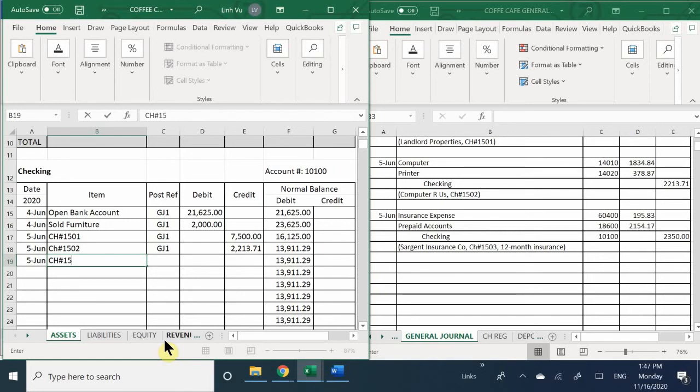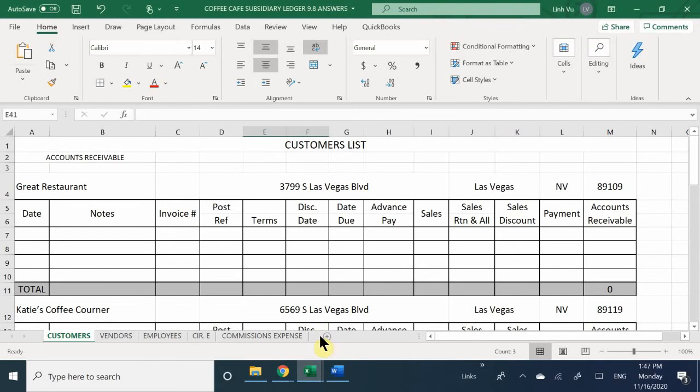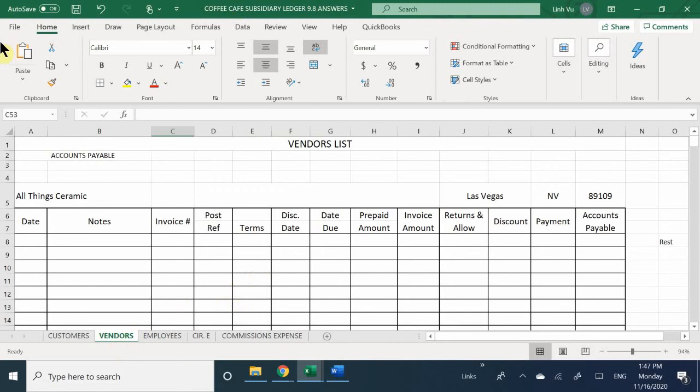Okay, check number 1503, General Journal number 1. And we place this on the credit side for $2,350. So therefore, my new balance should be $11,561.29. Yes. Yay. Okay. So now we have one more step to go. And what is that? The subsidiary ledger. Yes, because we're dealing with a vendor. A vendor. Yes, so vendors are in alphabetical order as well.